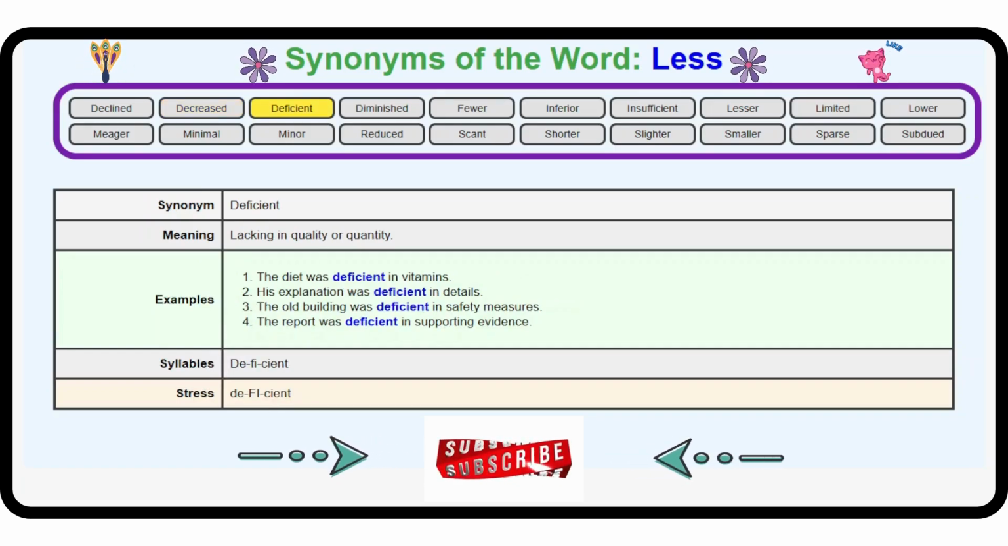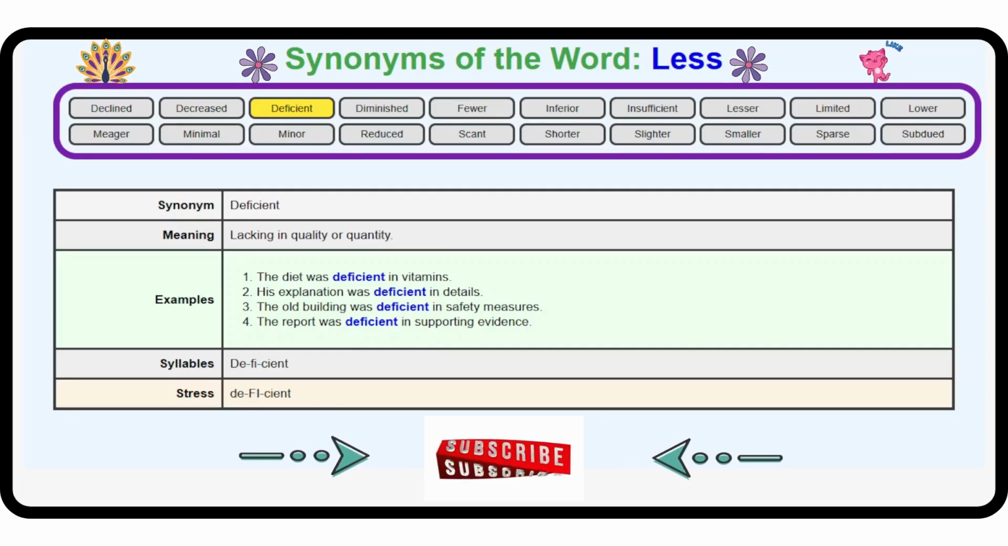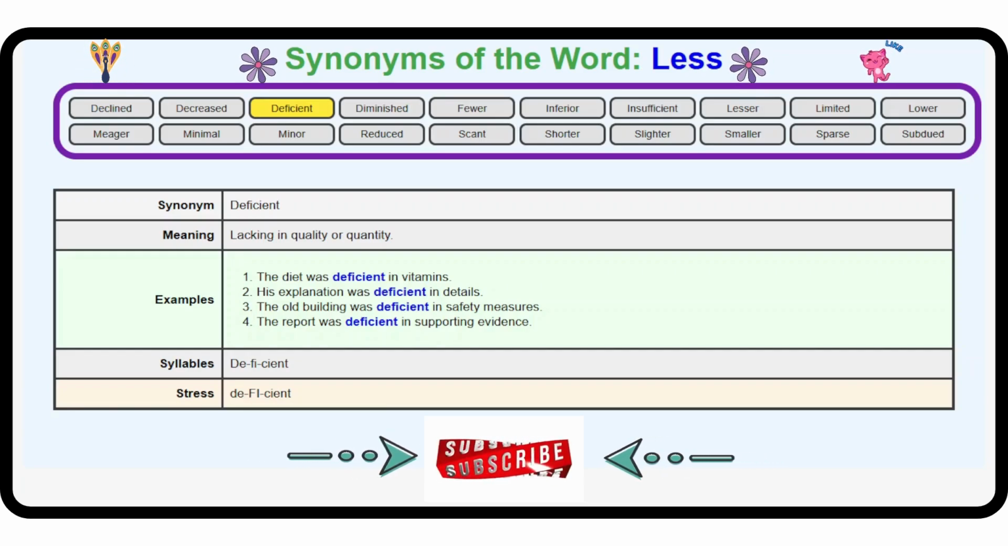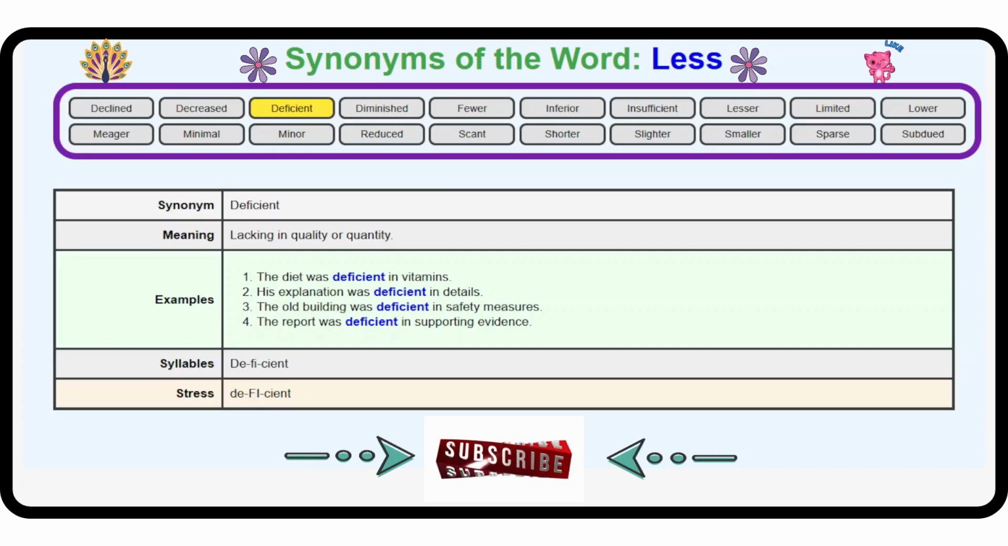Synonym, deficient. Meaning, lacking in quality or quantity. Example 1, the diet was deficient in vitamins. Example 2, his explanation was deficient in details. Example 3, the old building was deficient in safety measures. Example 4, the report was deficient in supporting evidence. Syllables, deficient. Stress, deficient.